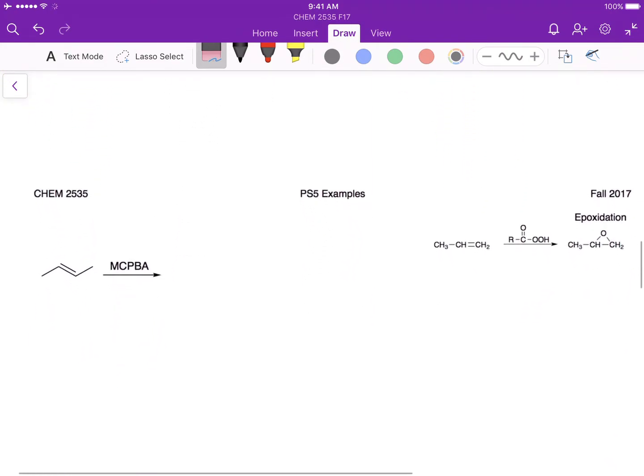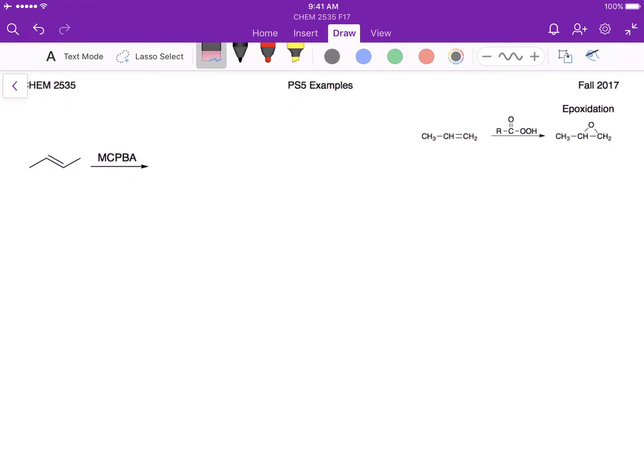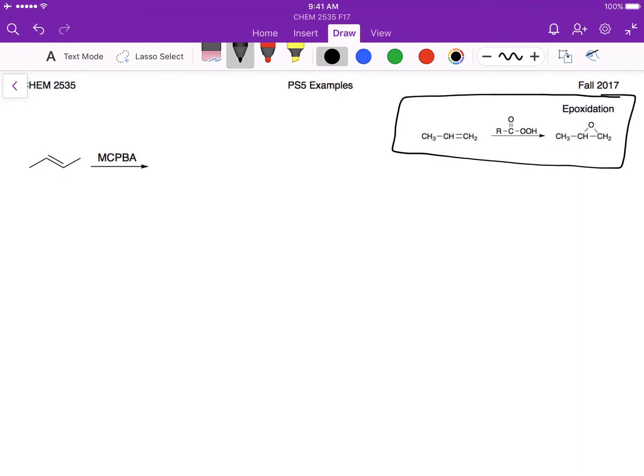Okay, let's move on to our next example here. So with this one, we are using metachloroperbenzoic acid. Whenever we see that reagent, we're thinking of epoxidation, as shown here. And you notice what happens is we get a ring with an oxygen in it right where the double bond is. So the two carbons that are involved in the double bond get the ring structure. Now, it's also important to note that we have stereochemistry here. Our stereochemistry is going to be retained.